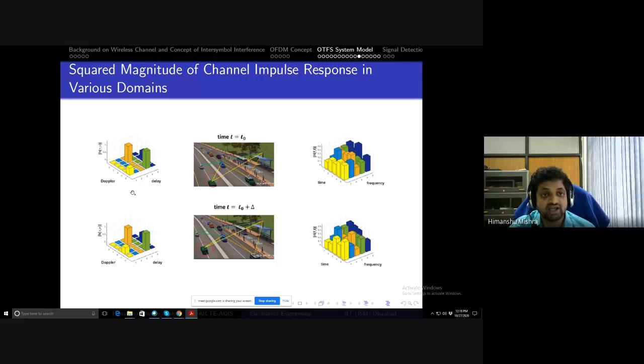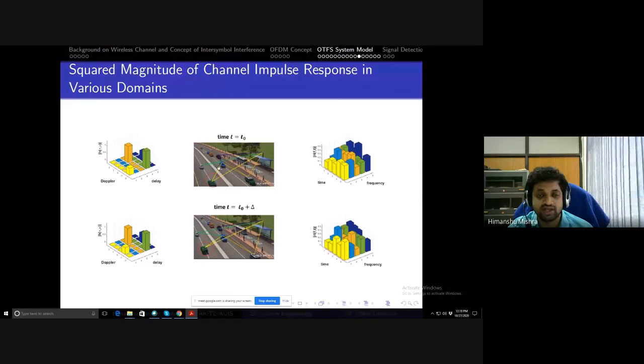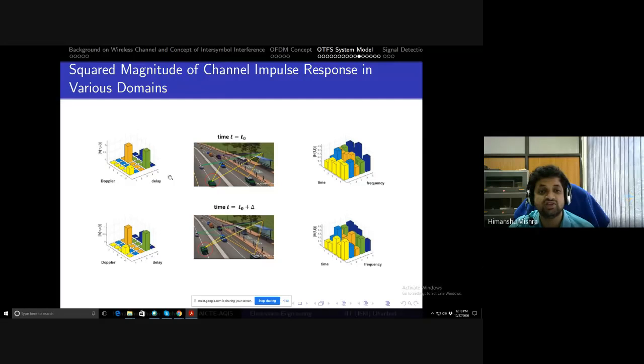In the delay Doppler domain, you can see one tap is over here. For this case, you will see another tap is over here. For this green path, and every path, the signal is received by this vehicle through the yellow line. This green one will be one path over here. It is associated with some delay and Doppler.